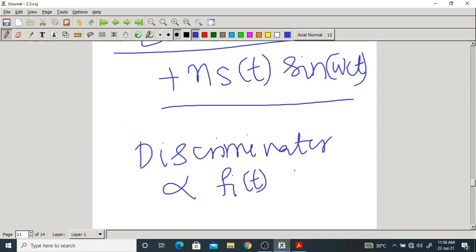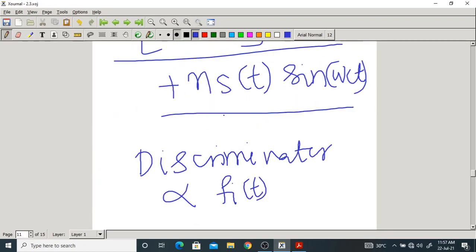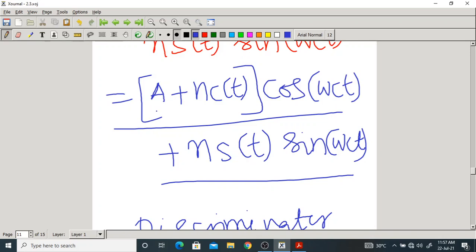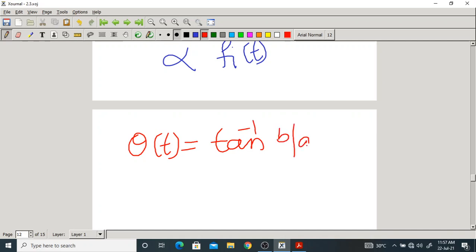So how to find the angle? You know already, right? It is something like this: this is A, this is A cos theta, this is B sin theta. Correct? A cos theta plus B sin theta. Now, what is the angle between them? That is tan inverse B by A. This angle. You know this thing already, right?